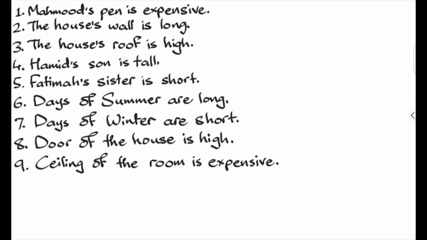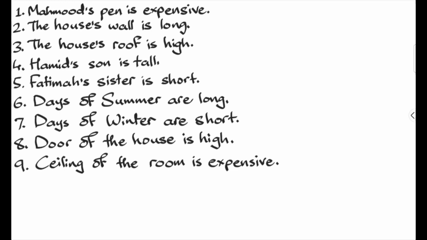So if you see the first sentence, for example, it says Mahmoud's pen is expensive. Now if you take the phrase Mahmoud's pen, that in itself is mudaf and mudaf ilayh. Pen is mudaf, Mahmoud is mudaf ilayh. And then you have that whole mudaf and mudaf ilayh becoming a single mubtada or subject, and then we have the predicate which is expensive. Anything that comes after is the predicate. Anything that comes before is Mahmoud's pen, for example, the house's wall, the house's roof, Hamid's son, all of those are mubtadas. So basically in all 9 of these sentences, the mubtada is a combination of mudaf and mudaf ilayh.